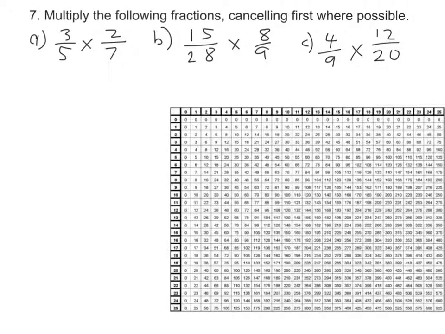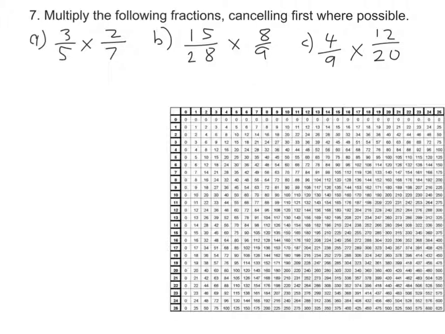So next question is multiply the following fractions, cancelling first where possible. So we know the rule is number one, simplify diagonally, and the second step is multiply horizontally.